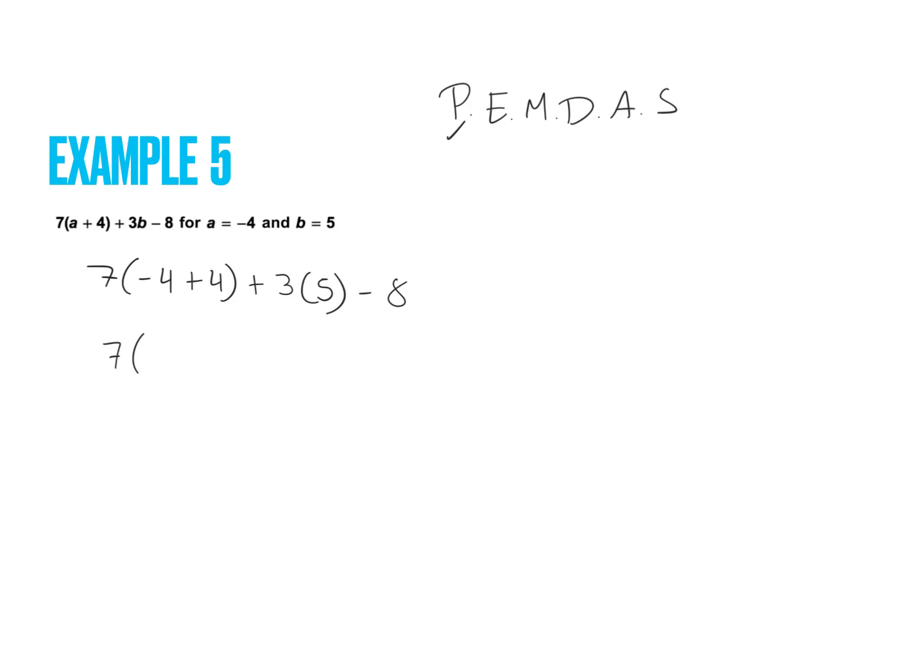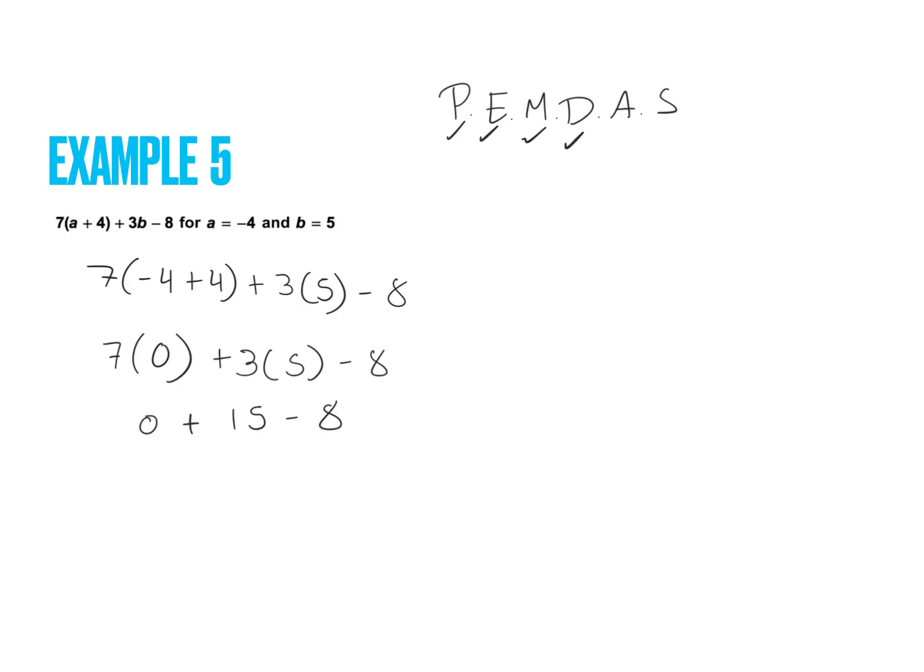7, negative 4 plus 4 is 0. Plus 3 times 5 minus 8. Do I have exponents? No, I don't have exponents. I can keep going. Do I have multiplication? Yes, I have multiplications. I have more than one, so I will be going from left to right. So 7 times 0 is 0. Plus 3 times 5 is 15. Minus 8. I don't have any more multiplications.